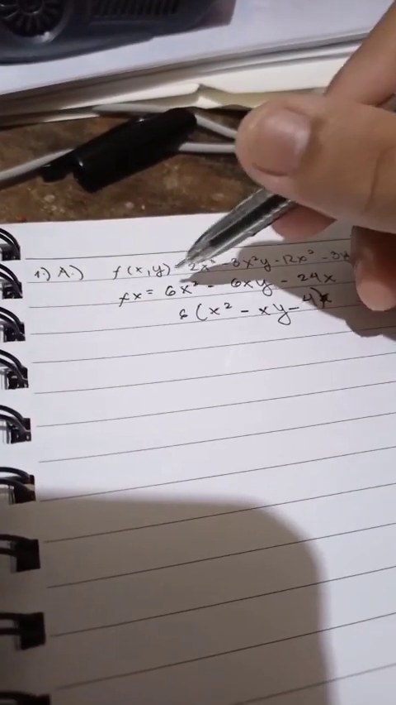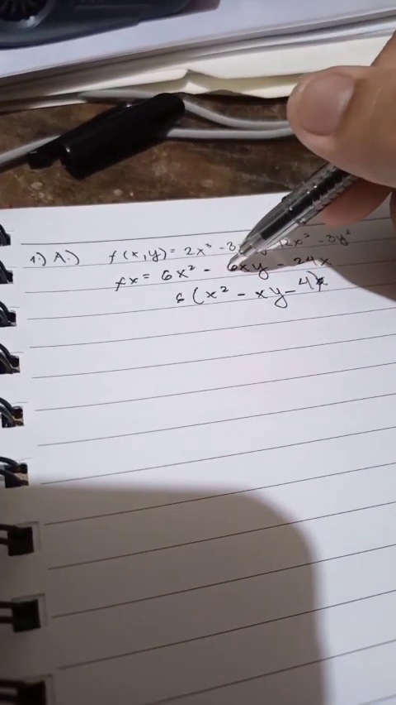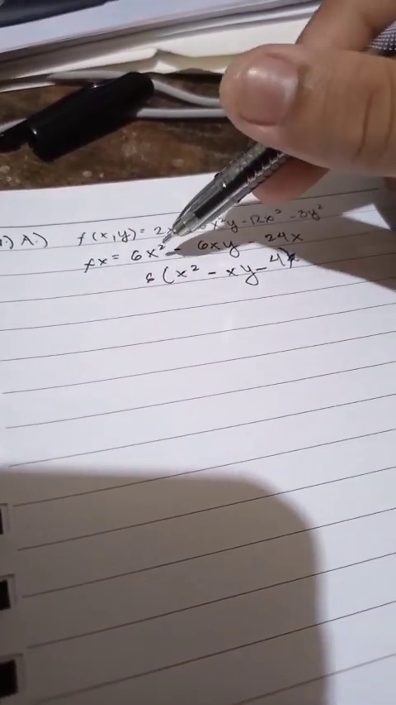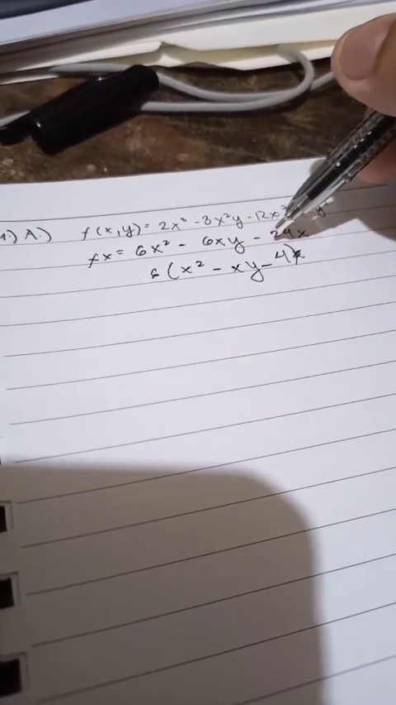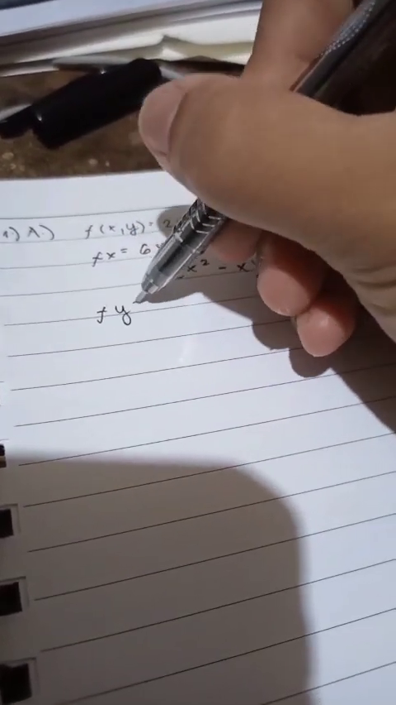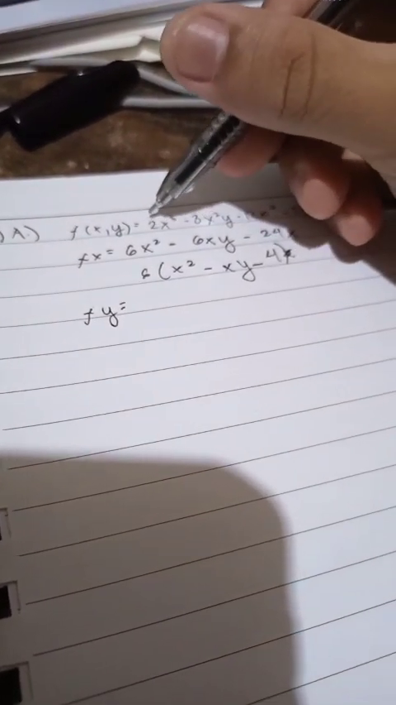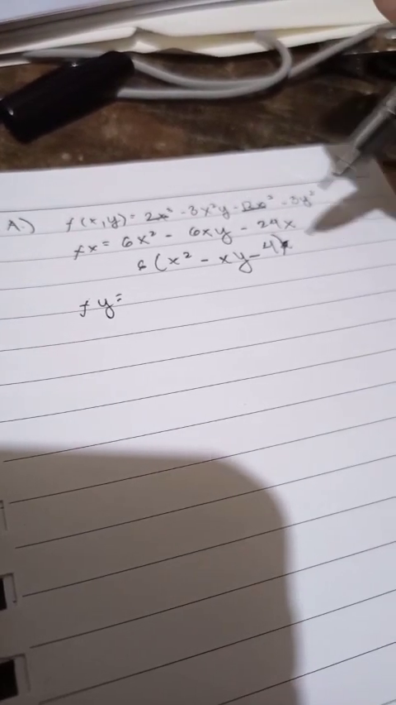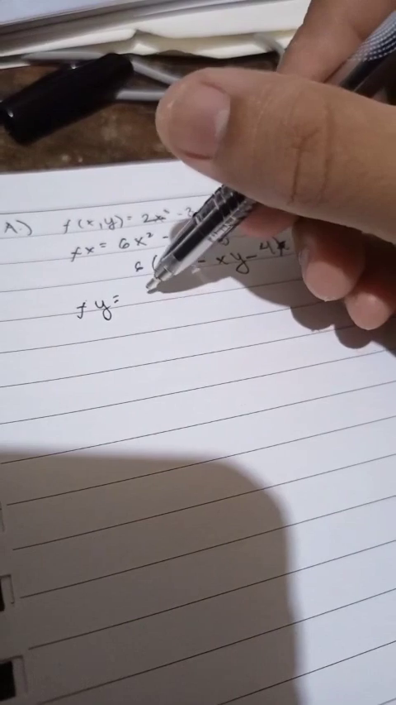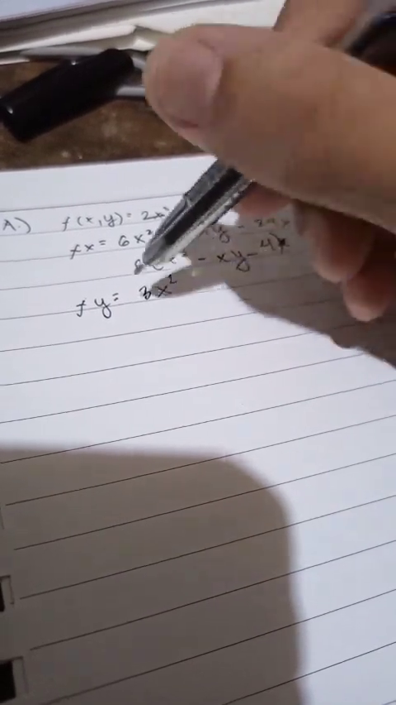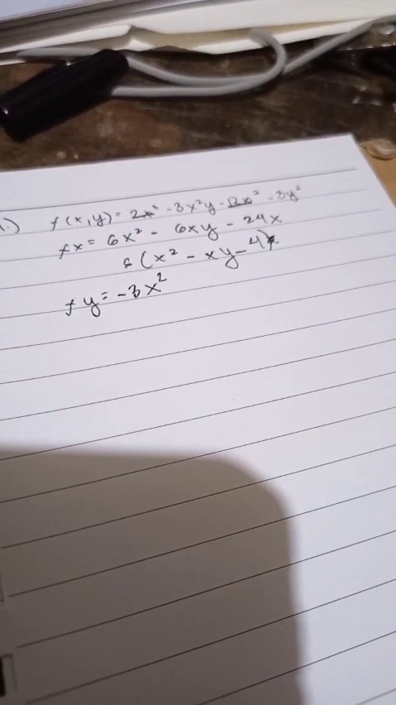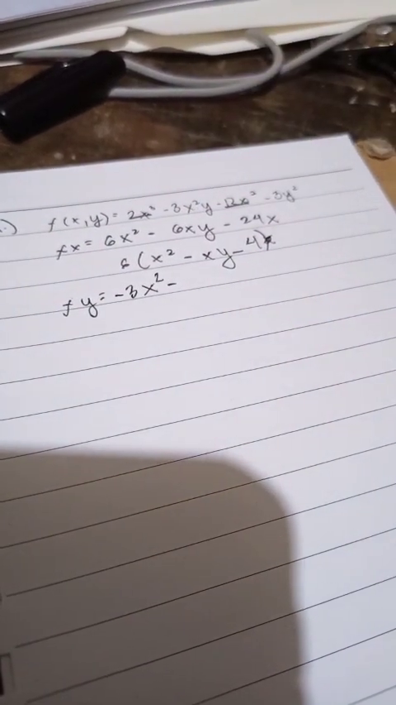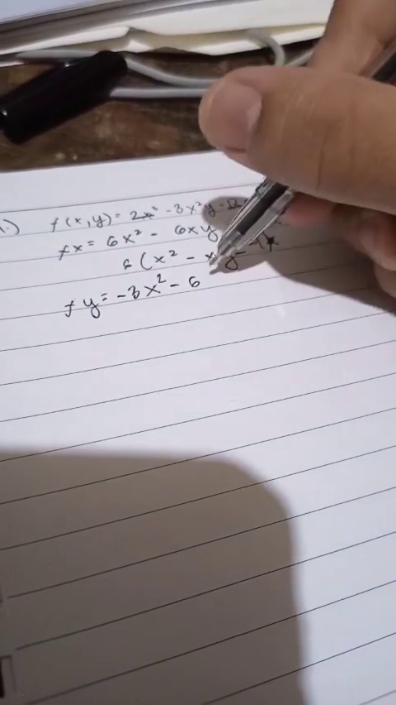First, you find the partial derivative of f of x with respect to x, which is 6x squared minus 6xy minus 24x. And you find the partial derivative with respect to y. So this is 0. This is 0. And then you get 3x squared negative minus 6y.